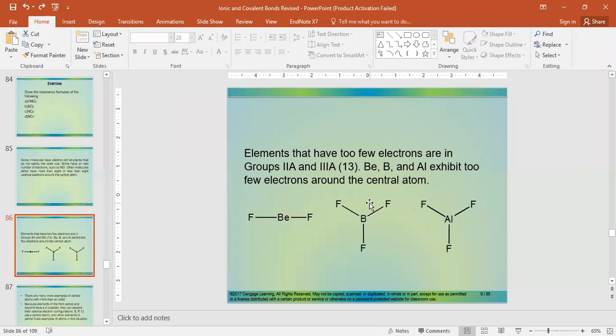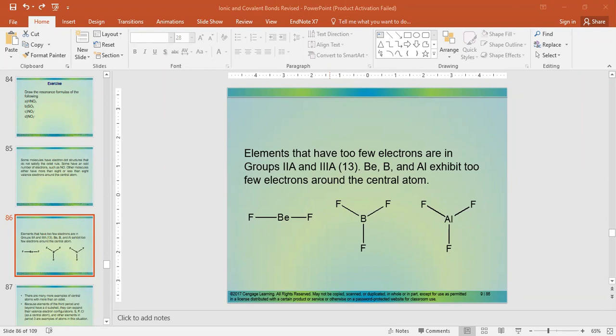Now you'll realize that the fluorine here has 8, the fluorine here has 8, the fluorine here has 8, but this boron here is only surrounded by a total of 6 electrons, which means that it has less than what it requires. So that is another example of a particular atom which has fewer electrons than it requires.